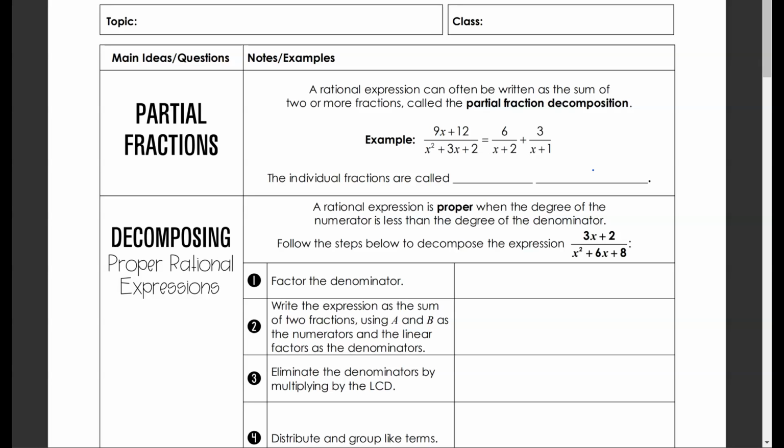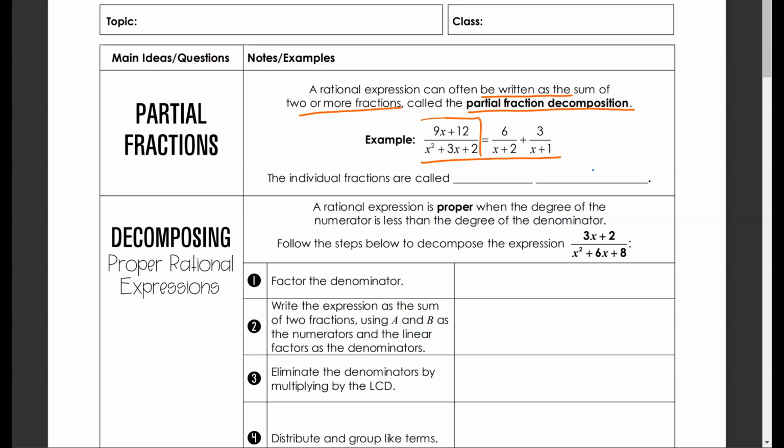All right, in this video, we're going to be talking about partial fraction decomposition. So we're going to be taking a look at an example. But a rational expression can often be written as the sum of one or more fractions, called partial fraction decomposition. So in this particular case, here's an example.